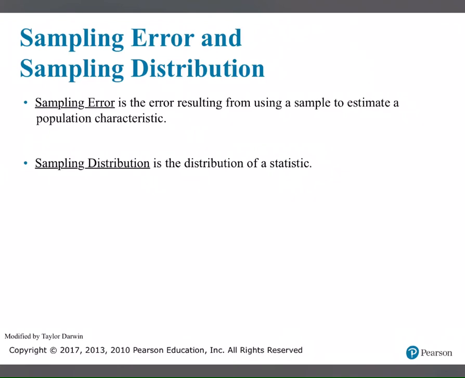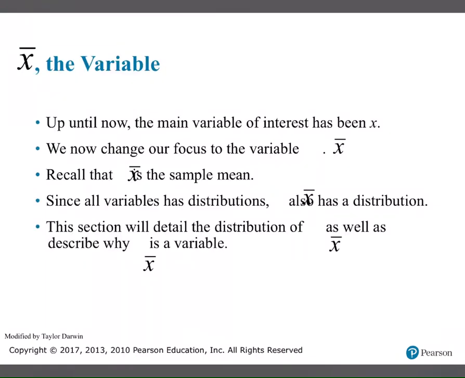Couple vocab words. Sampling error is the error resulting from using a sample to estimate a population characteristic. And then sampling distribution, again, distribution just means the shape. So remember, x bar is a variable. Up until now, we've really been just talking about x. And so we're going to be focusing on the variable x bar, looking at the average, because x bar is the sample mean.